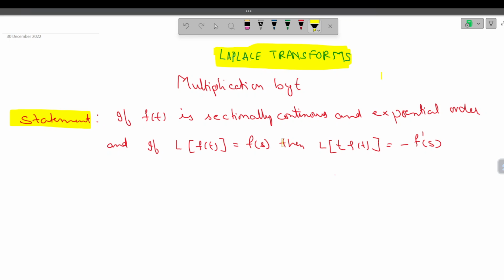If f of t is sectionally continuous and of exponential order, and if the Laplace transformation of f of t is equal to F of s, then the Laplace transformation of t f of t is equal to minus the derivative of the function F. Okay, let's go with this. So, the proof, let's prove it.